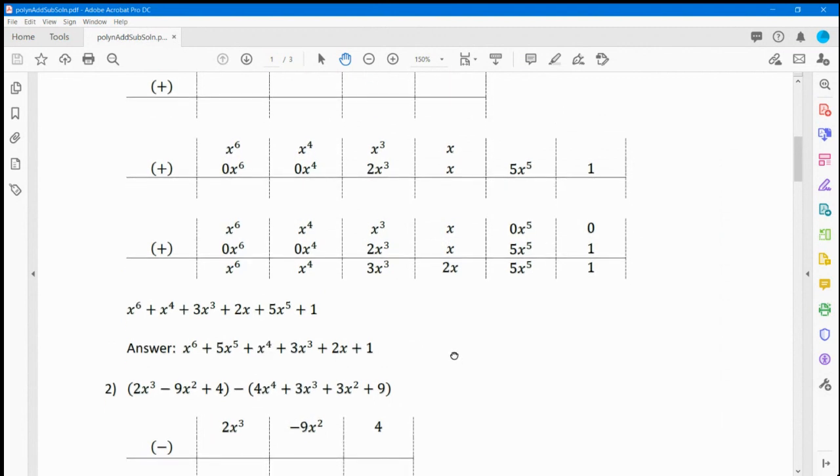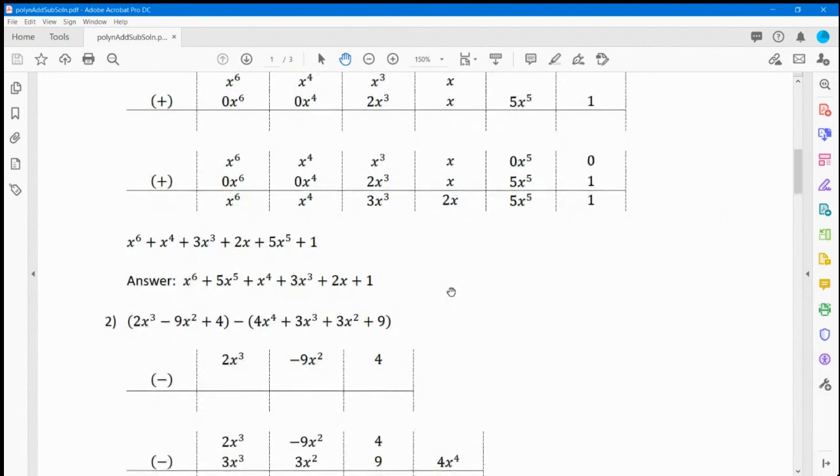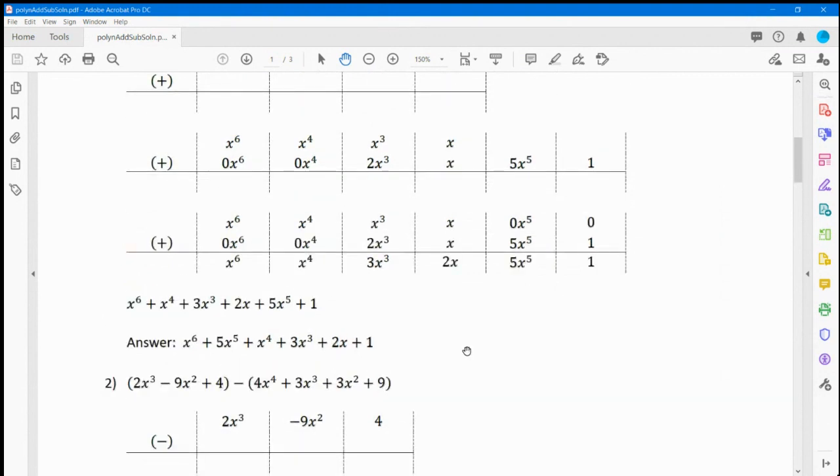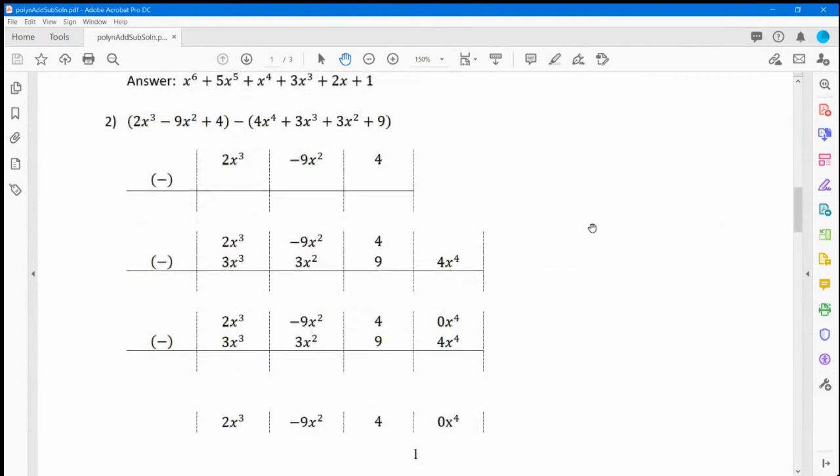Okay, let's do the next one. The next one, again, is subtracting. With subtracting, you really don't have a choice as to what goes on top. So this one has to be the one on top, and that's what we did. Each term is getting its own column, as you can see. Remember, you keep the minus with the term.